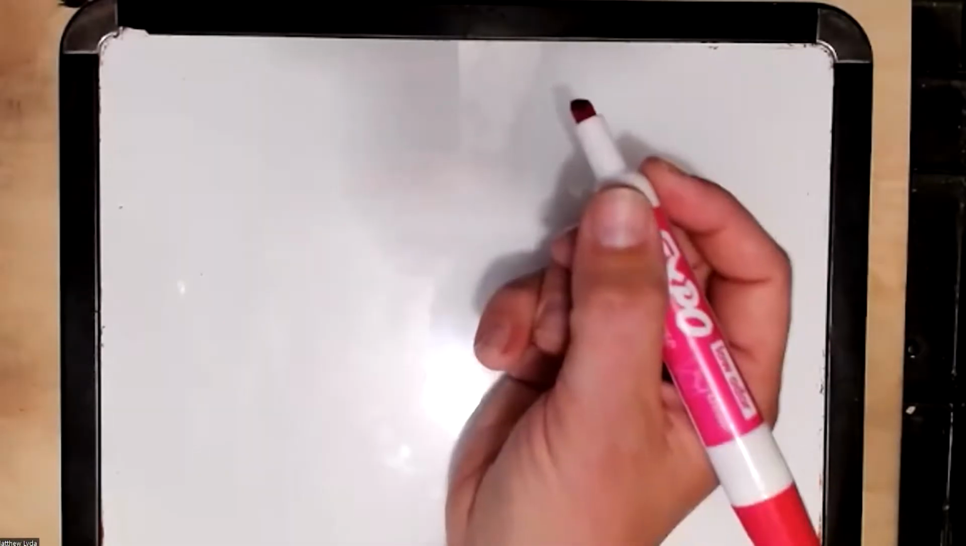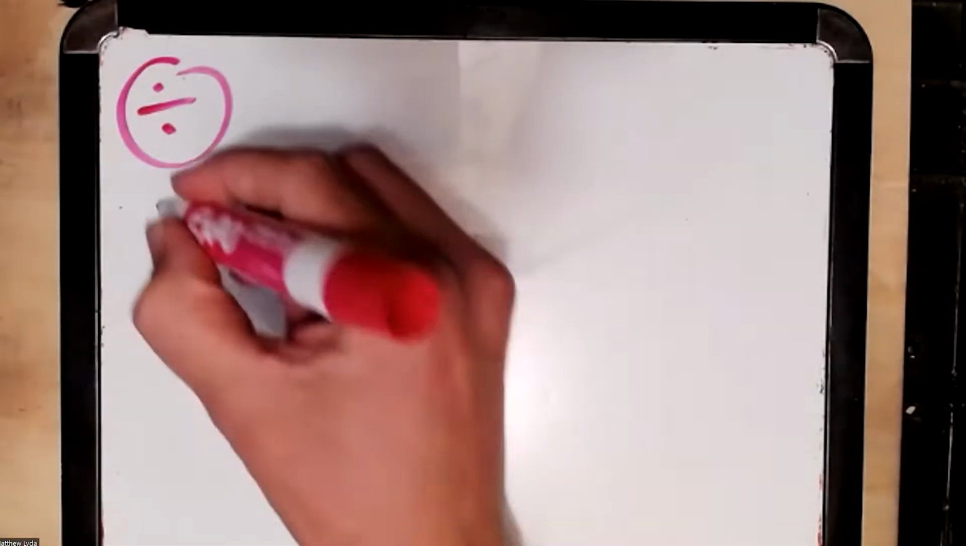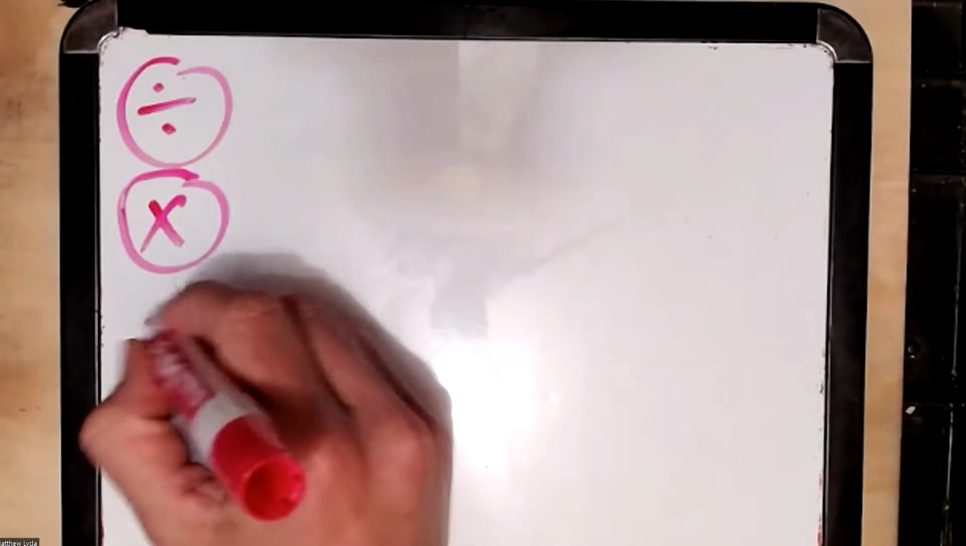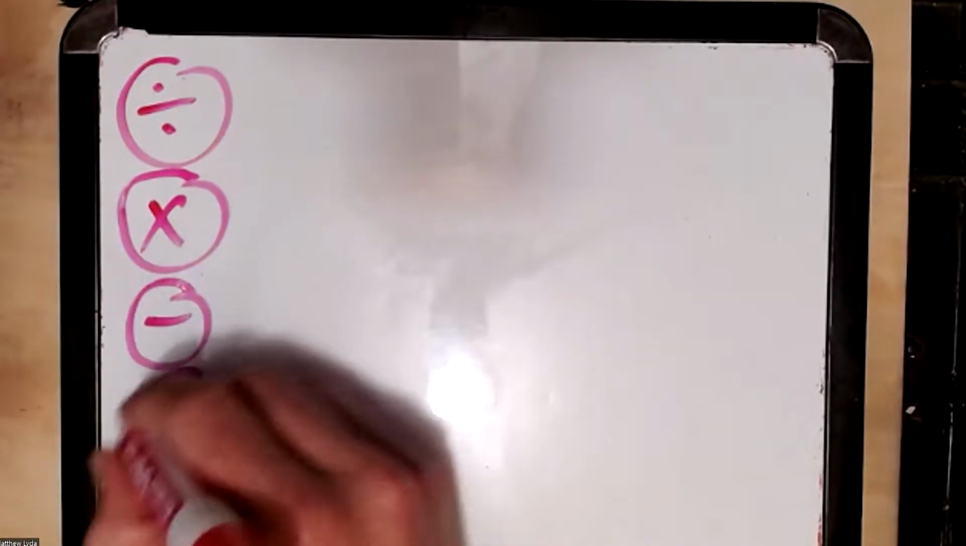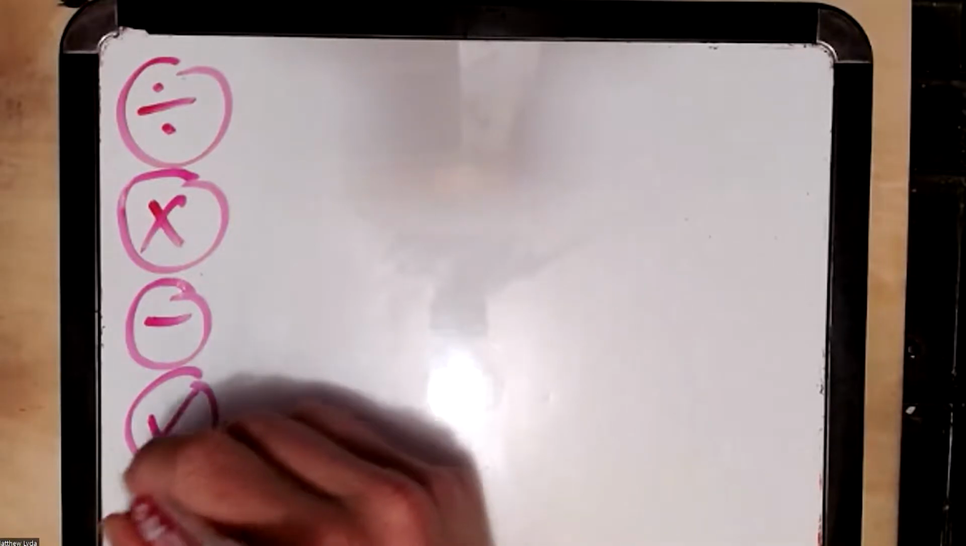Another place where we use procedural accommodations is with long division. Now what we do is we create these buttons on the side of our whiteboards: divide, multiply, subtract, check, and bring it down.